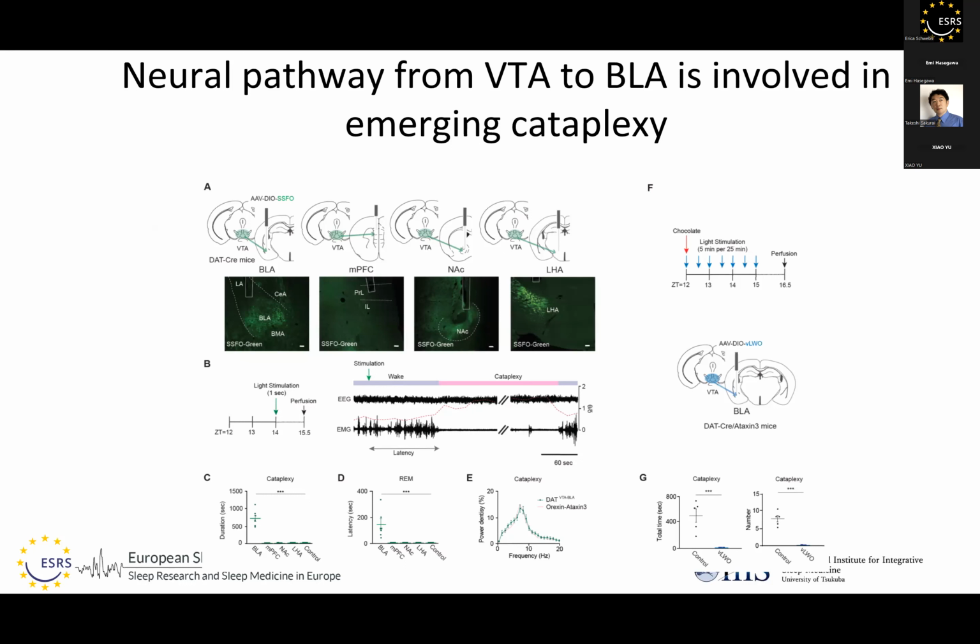Subsequently, we tried to optogenetically inhibit dopamine fibers in the BLA. And optogenetic inhibition of dopamine fibers in the BLA completely abolished the cataplexy-like episodes triggered by chocolate in the orexin-ataxin 3 mice. This is the total time of cataplexy and number of cataplexy episodes. We never saw an episode of cataplexy when we inhibited dopamine fibers in the BLA.